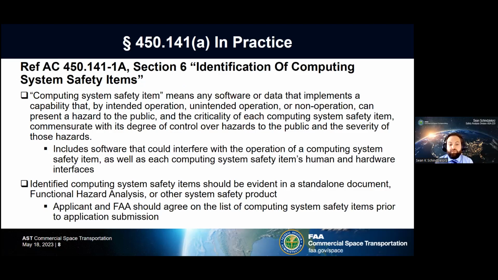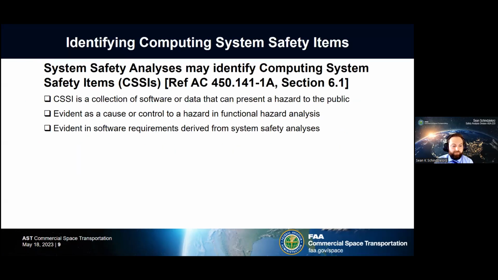Early agreement on a list of CSSIs and their criticality helps scope the license evaluation and give the applicant a clearer path to licensing. It's also important to identify high criticality CSSIs early because they can be subject to very rigorous development processes and, as we'll see, V&V requirements. Next chart.